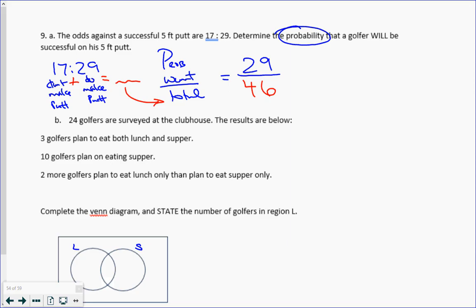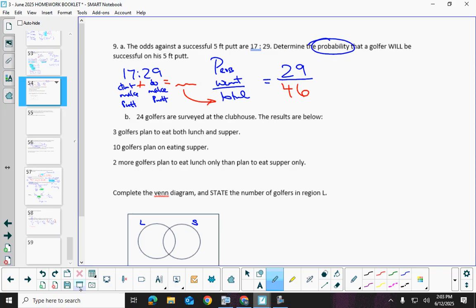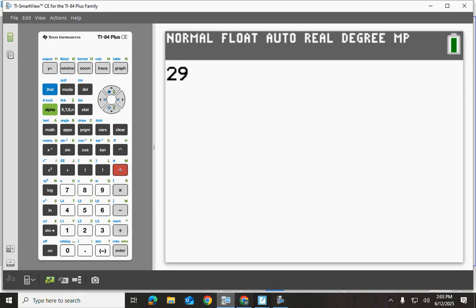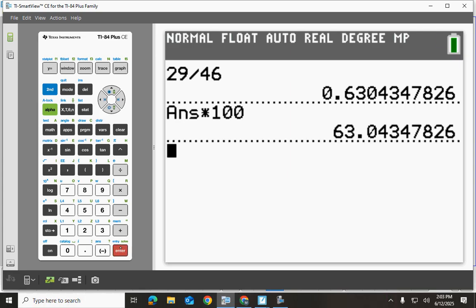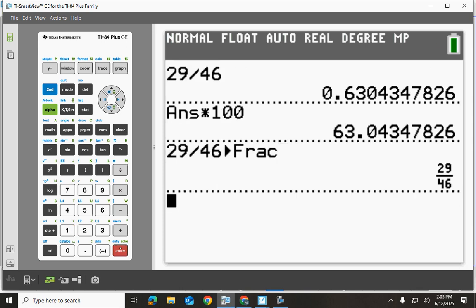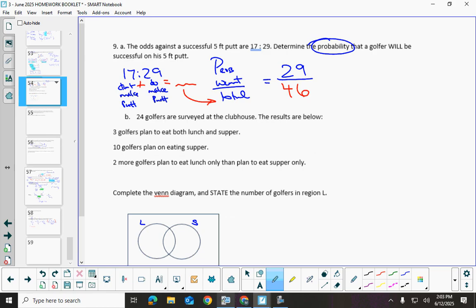So you could leave the answer as 29 over 46. You could write it as a decimal, or you could convert it to a percent, whatever they ask for. Usually they just want it as a fraction. You should always check to make sure it doesn't go down, because they do like it simplified. In this case, it doesn't simplify down, so you can leave it as 29 over 46. But they will either tell you to express it as a percent or to the nearest hundredth of a decimal. They'll tell you how they want it. So again, 1 mark.